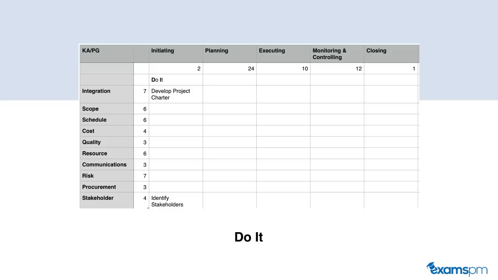So there are two processes in initiating: develop project charter and identify stakeholders. And the first letters of these processes are D and I, which matches with "do it." So that's a quick way for you to memorize all of initiating.